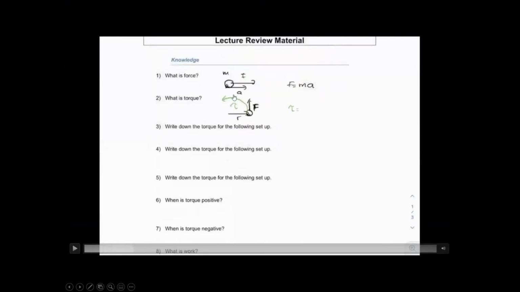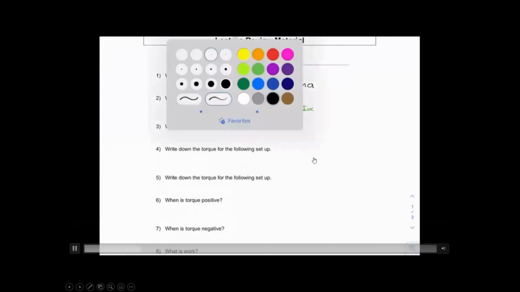All right, so force is what causes acceleration. Torque is a rotational force. Acting on a rotational mass-like term is going to cause a rotational acceleration.